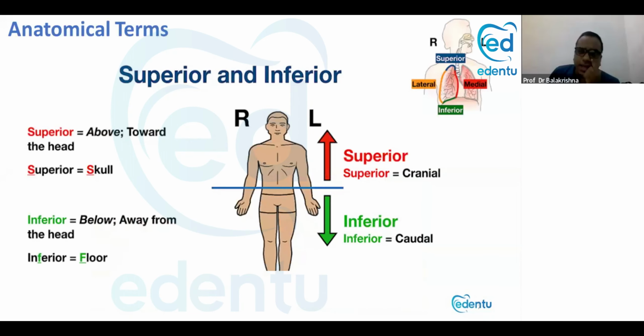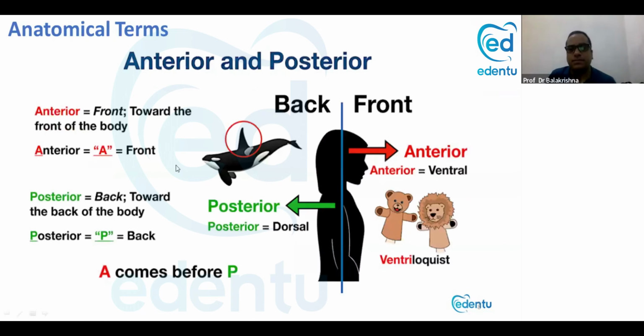Now, superior and inferior. This is very clear. With the point of reference, whatever is above is called superior, and whatever is below is called inferior. So superior is towards the cranium, that is your skull, and inferior is towards your feet, that is your caudal surface.